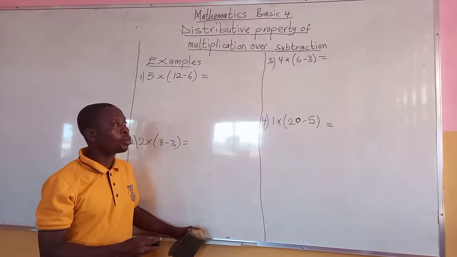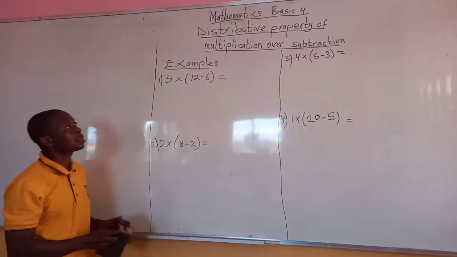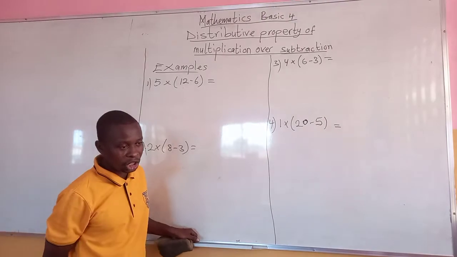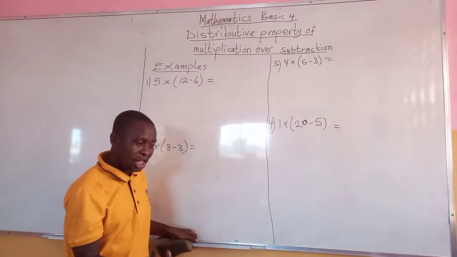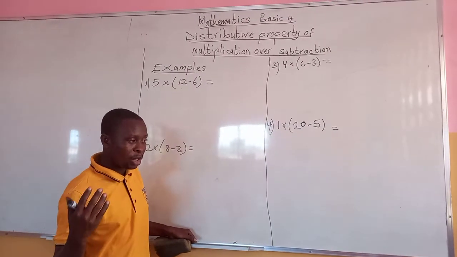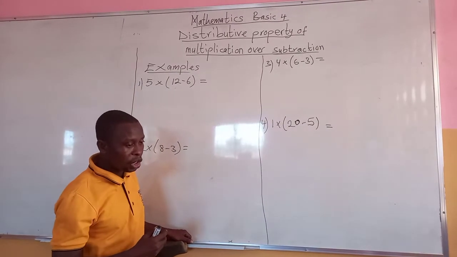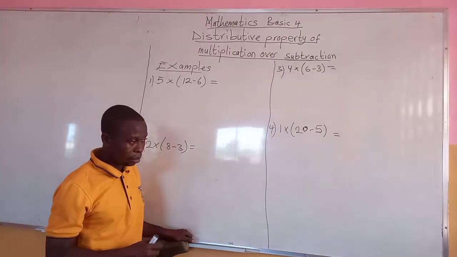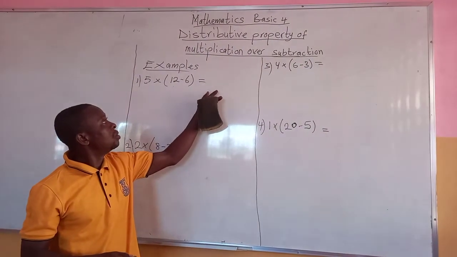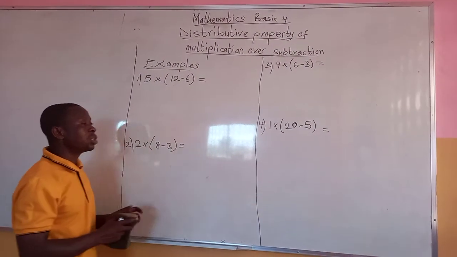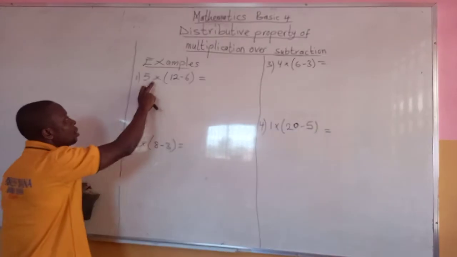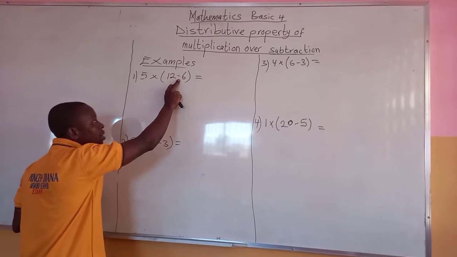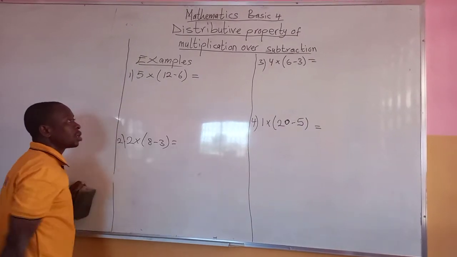In today's lesson, we are going to look at the distributive property of multiplication over subtraction. Over addition, the operation signs there are multiplication and addition. Now when we come to subtraction, the operation signs are multiplication and subtraction.